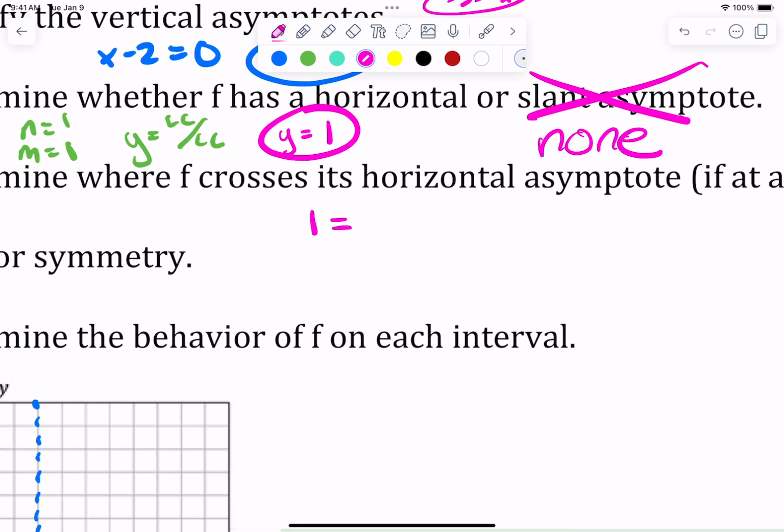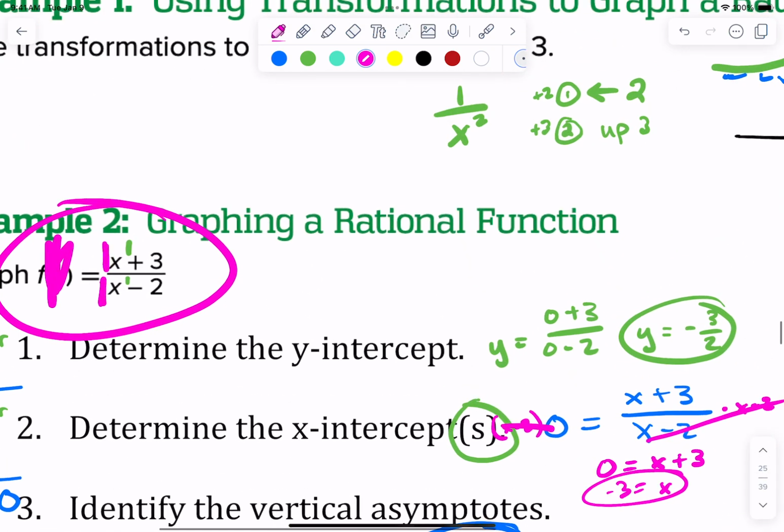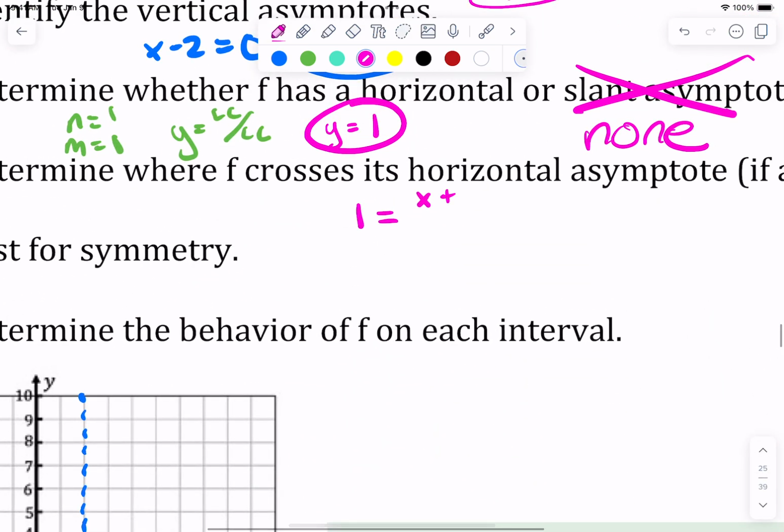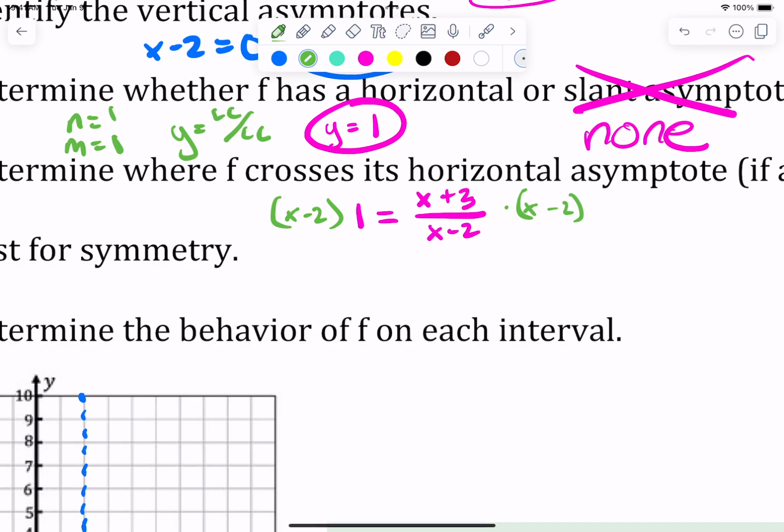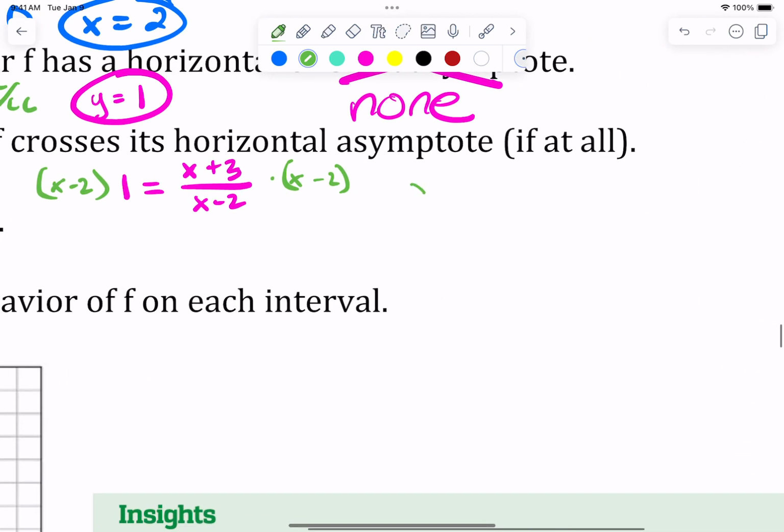So I have 1 equals x, is it x minus 3? I forget. Plus 3 over x minus 2. Now, what do we do? Multiply it over. Here it won't cancel, because you're multiplying by 1. So I have x minus 2 times 1, or just x minus 2, equals x plus 3.